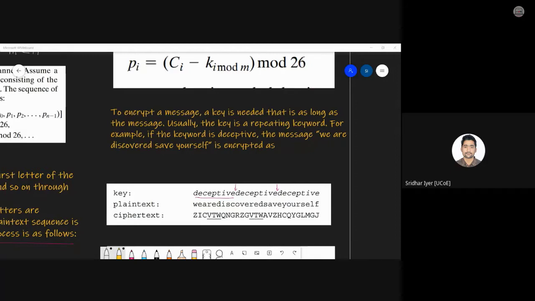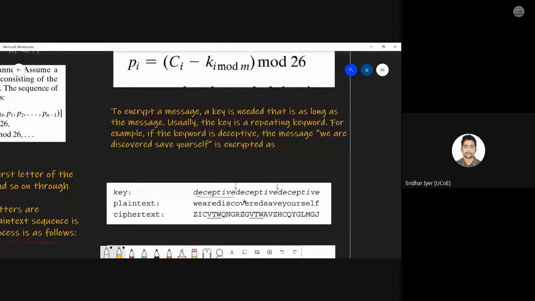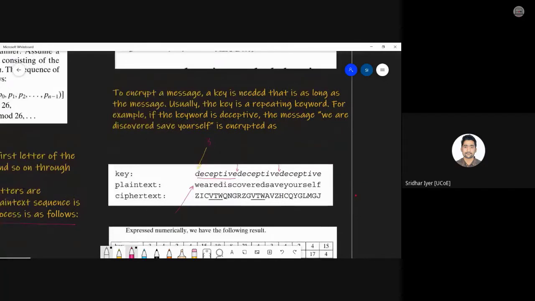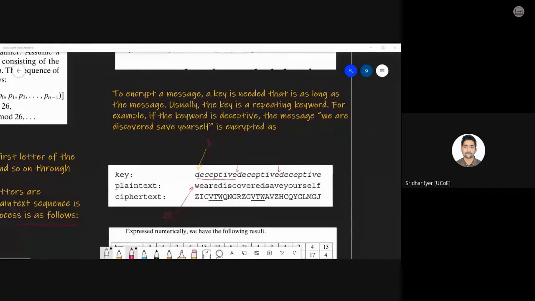Now what we need to do is we need to consider the first character of the key. The first character of the key over here is D. Now we know that D stands for numeric value 3. Yes or no? And this W stands for something. What will be W? I guess 23 or something. 22. Okay. Fine. Is it clear? Okay.